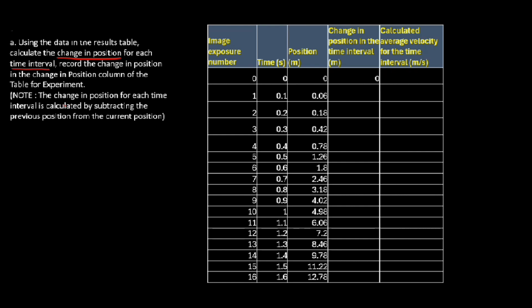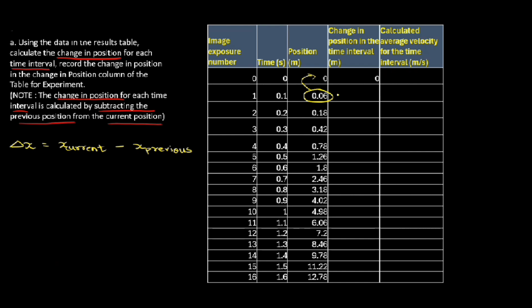And the question has given you the hint that the change in position for each interval is calculated by subtracting the previous position from the current position. So I can find my change in position delta x by taking a difference of the current position and the previous position. So current position is the position value at which you are finding your delta x. So if I'm finding change in position at time interval 0.1 seconds, this becomes my current position. And the previous position is the position value before it.